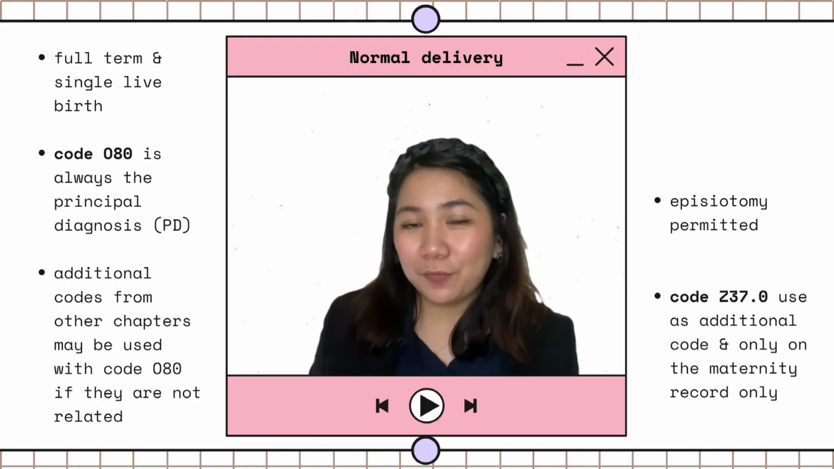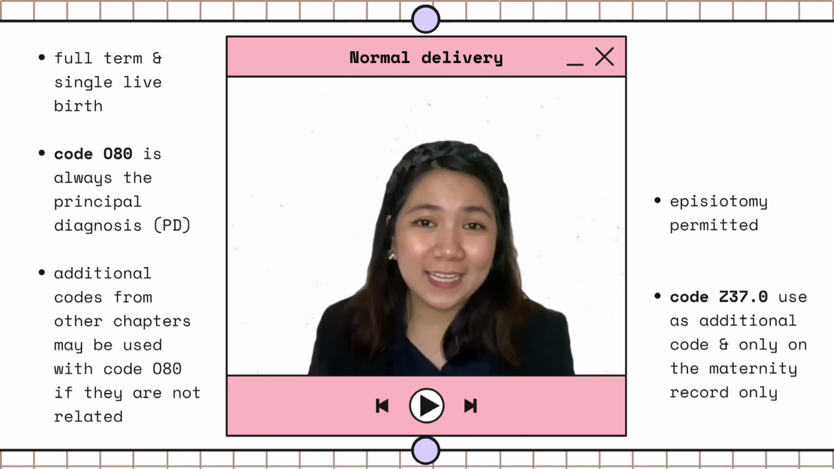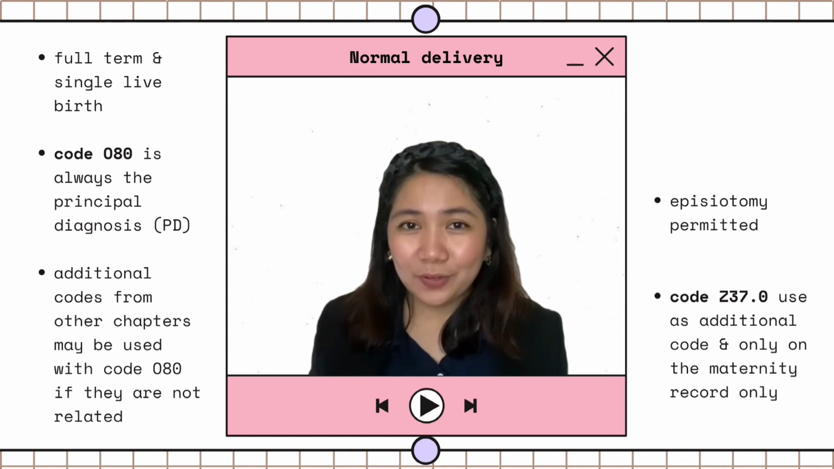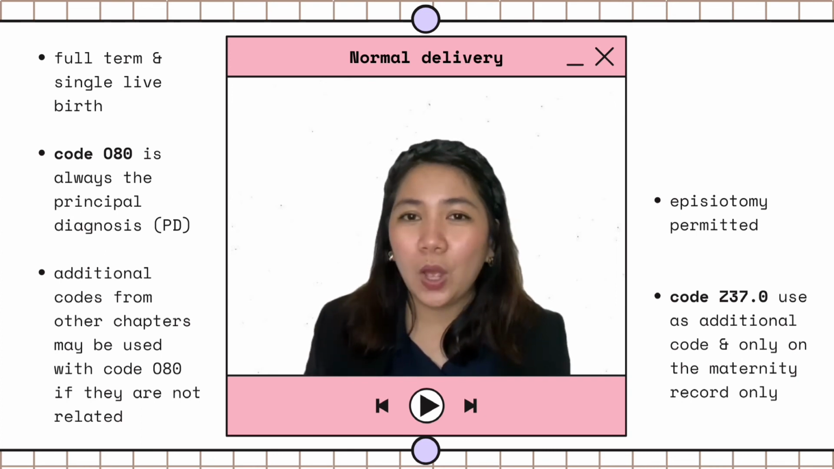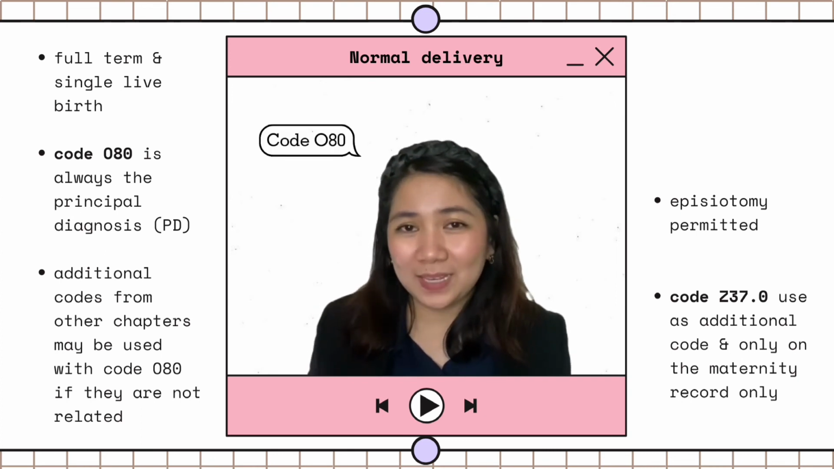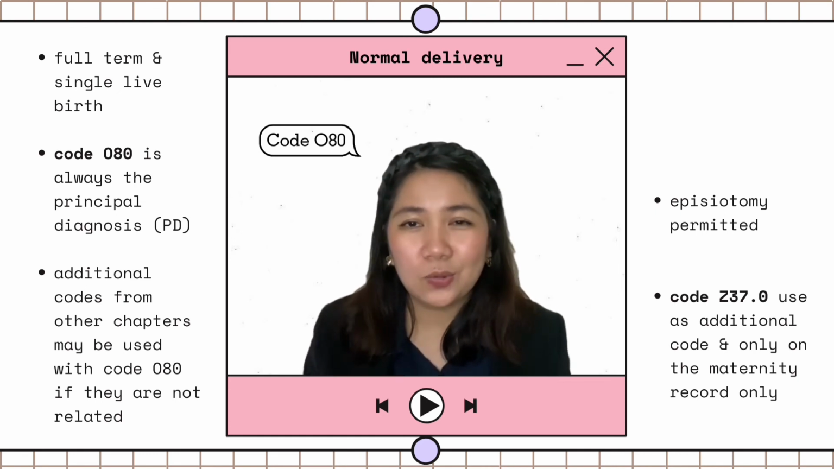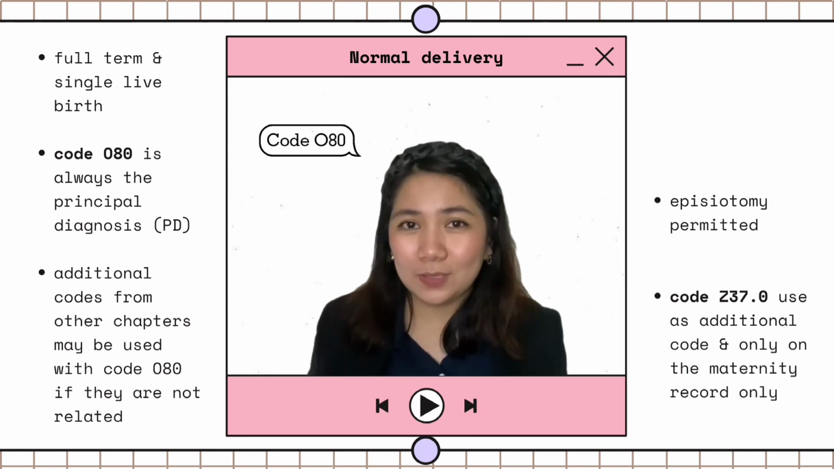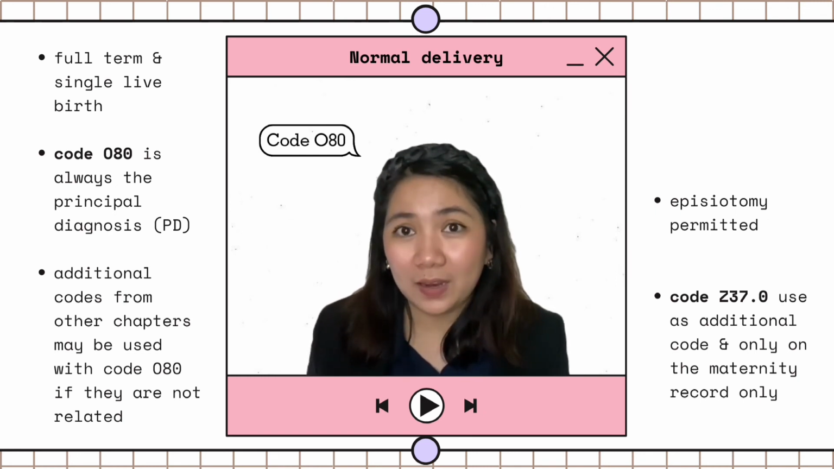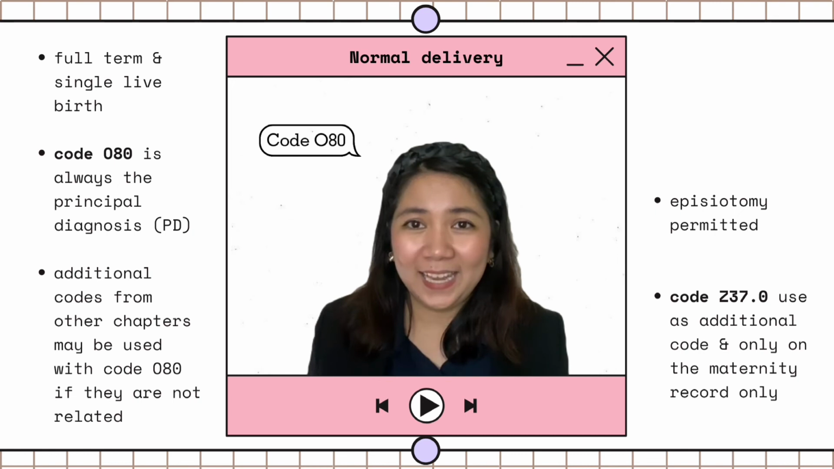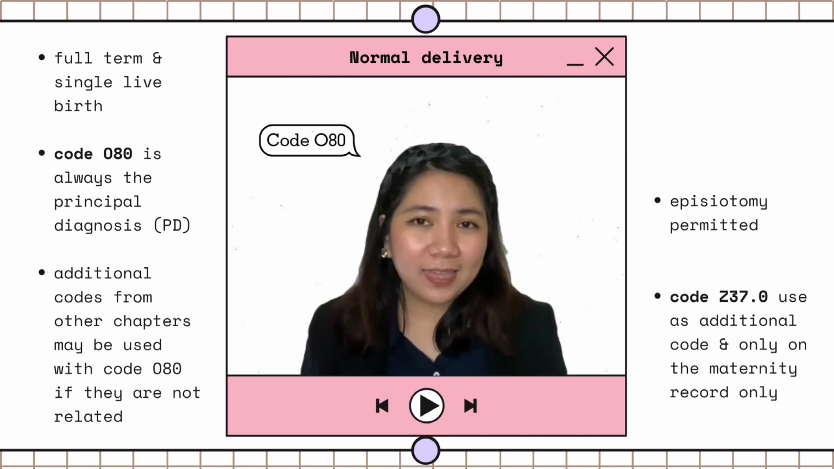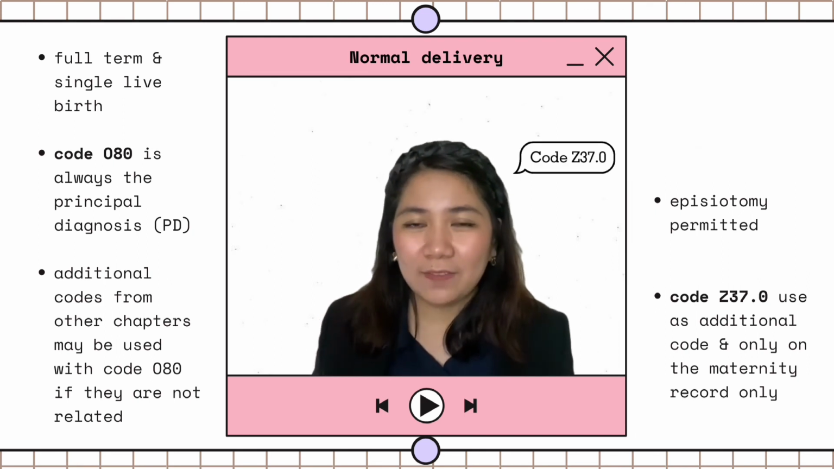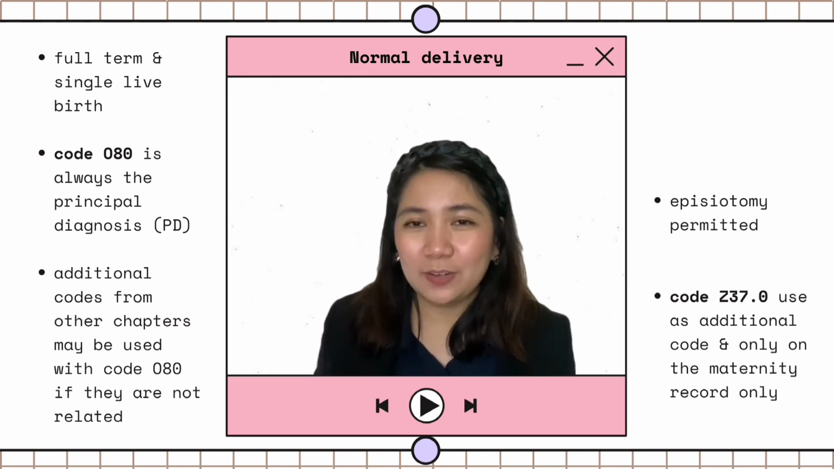When a woman is admitted for a full-term normal delivery and delivers a single healthy infant without any complications antepartum, during the delivery, or postpartum during the delivery episode, code O80 should be assigned. Remember, code O80 is always going to be the principal diagnosis, and additional codes from other chapters may be used with code O80 if they are unrelated to or do not complicate the pregnancy in any way. Next, code O80 includes episiotomy, and code Z37.0 is applicable to maternity records only.